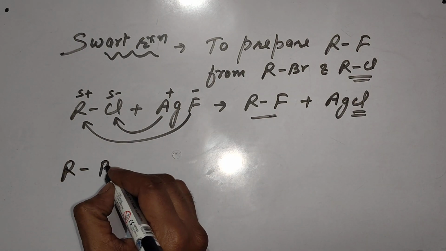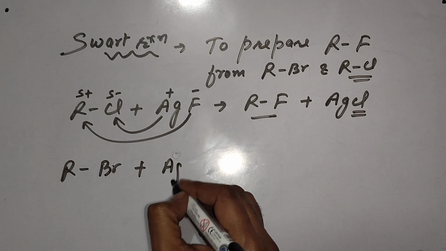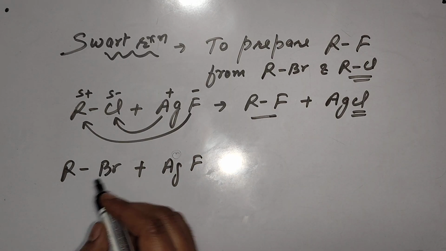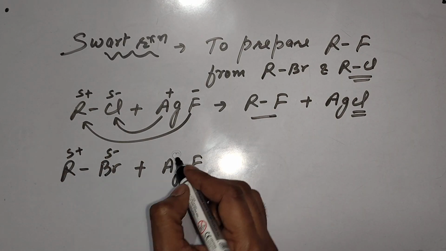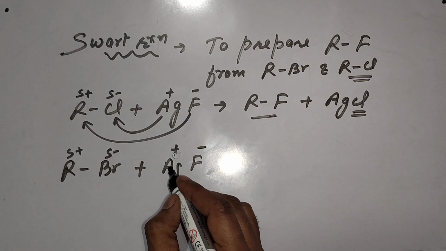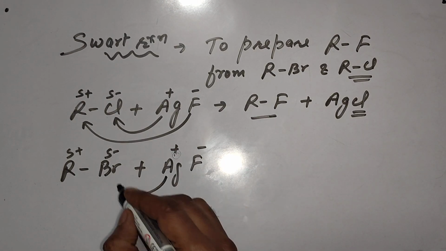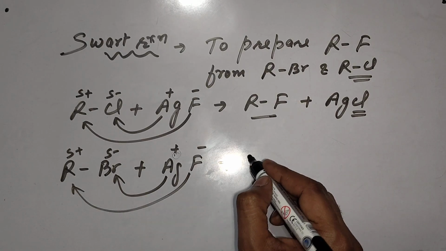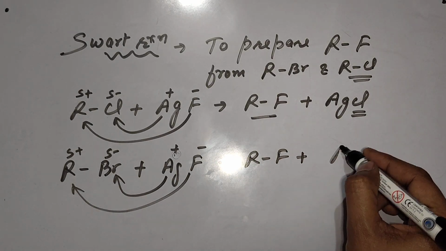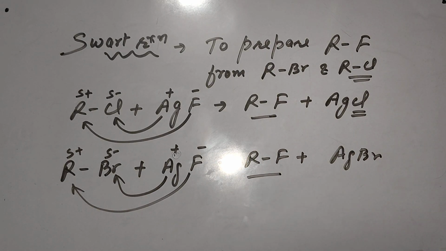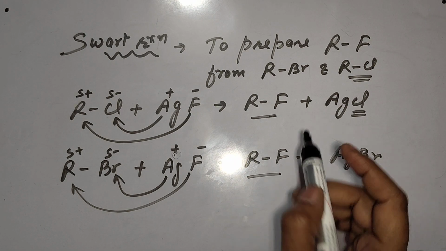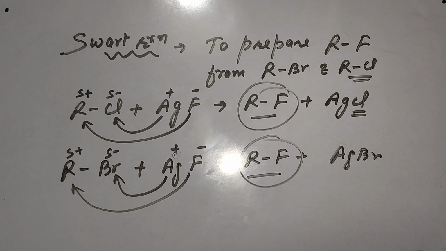Similarly, we can use bromoalkane. Same, negative, positive. Here we have positive, we have negative. Silver is less electronegative than fluorine, but contains a positive charge. So positive will attack negative, negative will attack positive. RF plus AgBr, fluoroalkanes. Again, I am repeating, these are not the exact mechanism. They are just techniques to learn and understand these reactions quickly. That's it. Fluoroalkanes will be generated over here.